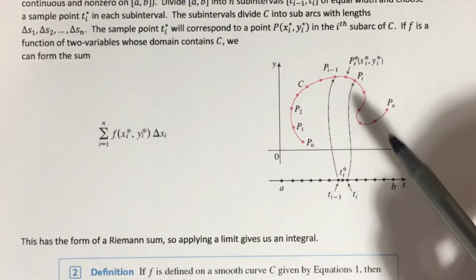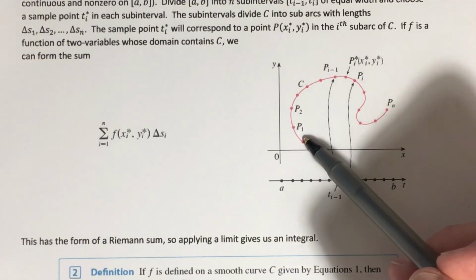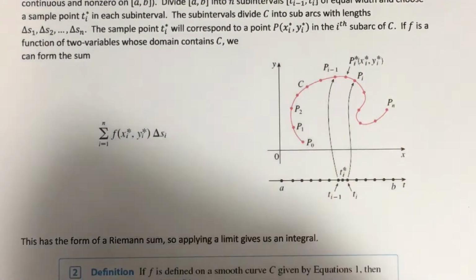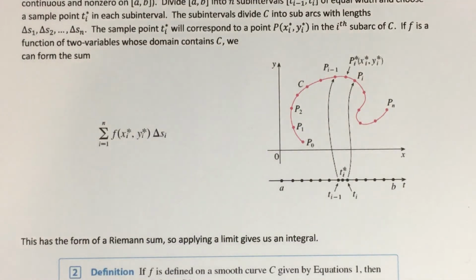Now, in addition to that, we need to consider the length of each of these subarcs. If you think about a Riemann sum for a single variable function, we take the sum of terms that look like f of xi star, where xi star is the sample point that we chose, and then we multiply that by delta x, which is the width of the subinterval that our sample point came from.